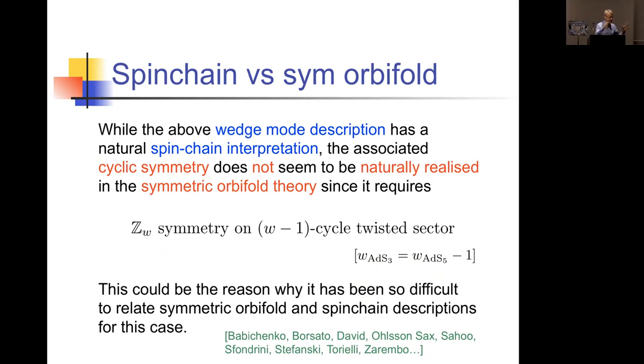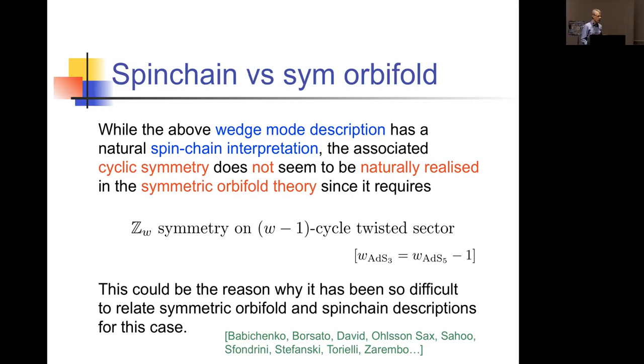Now, this is maybe a little bit technical, but for those people who know, there is no obvious Z_W symmetry in the W minus 1 cycle twisted sector of the symmetric orbifold. There's an obvious Z_(W minus 1) symmetry in the W minus 1 cycle twisted sector, but not a Z_W symmetry. And the spin chain cyclic symmetry wants to be a Z_W symmetry in the W minus 1 cycle twisted sector. And that tells you that from the point of view of the symmetric orbifold, this cyclic symmetry is probably very unobvious. It's probably very hidden. And that's probably the reason why it has proven so hard to see the spin chain description directly from the symmetric orbifold.